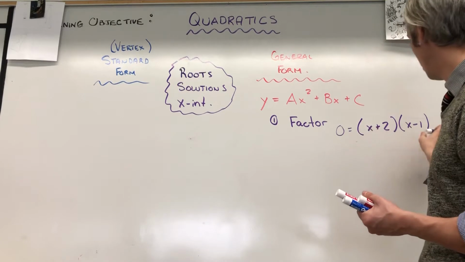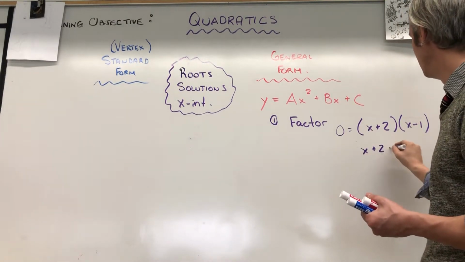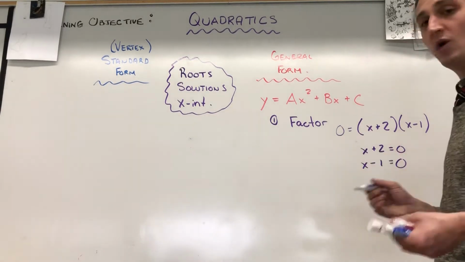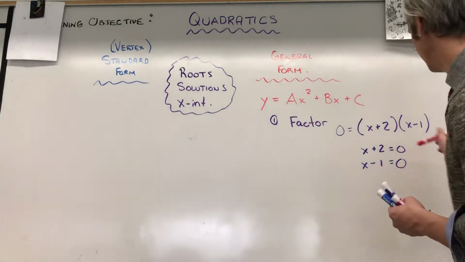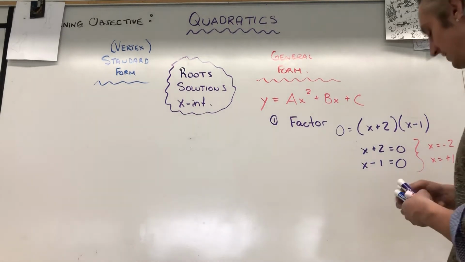And then if I solve for each binomial, I get x + 2 is equal to 0, and x - 1 is equal to 0. Why is that? These would give me x is equal to -2 as a solution, and x is equal to +1 if I solve for x. Why is that the case?